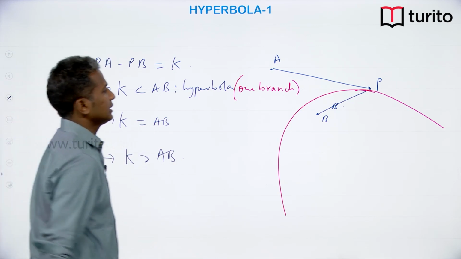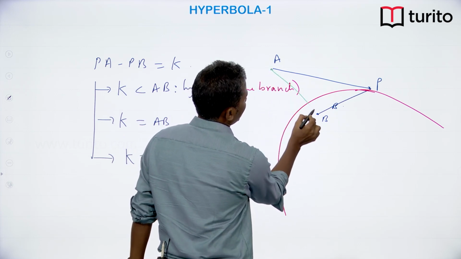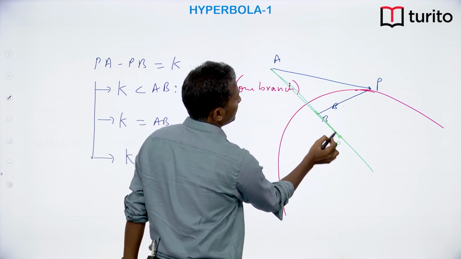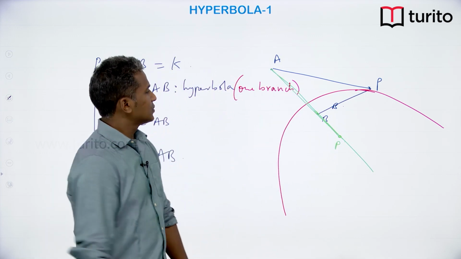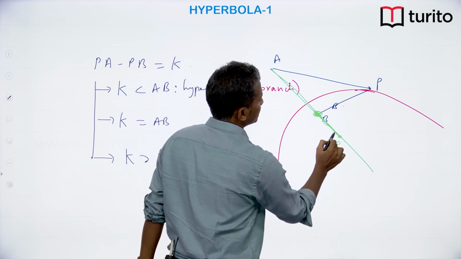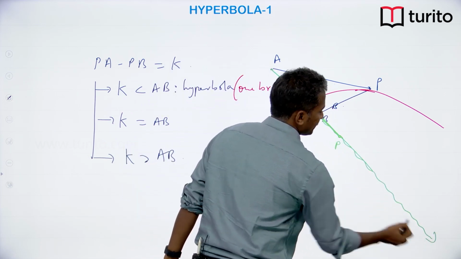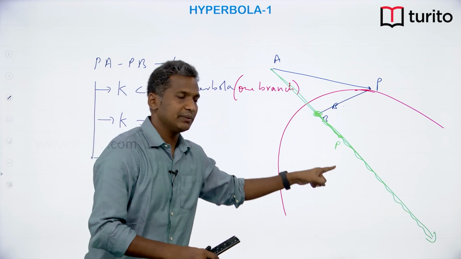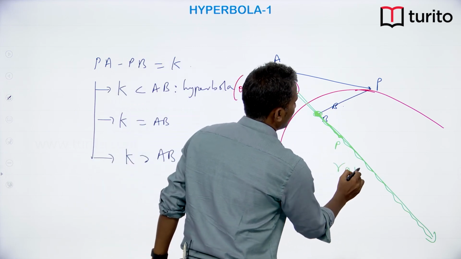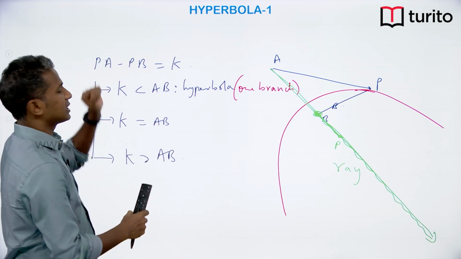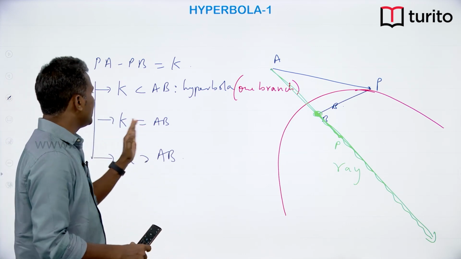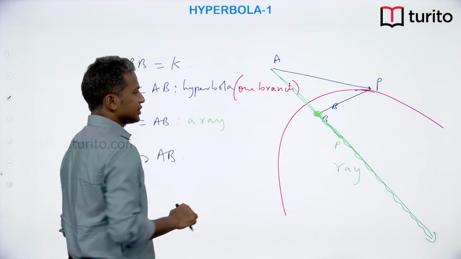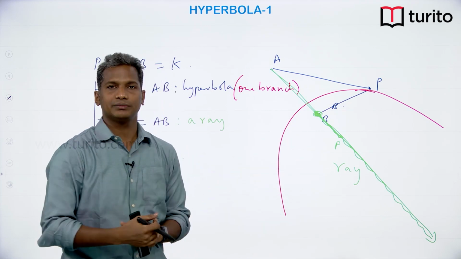So I will do this in green. Suppose I join A and B on this line, and if P is somewhere here, then PA minus PB will always give me AB. So starting from this point till infinity, if I take any point on this ray, I will get all points which satisfy this condition. So when K is equal to AB, I will get a ray, which is also part of the line joining A and B. Okay.